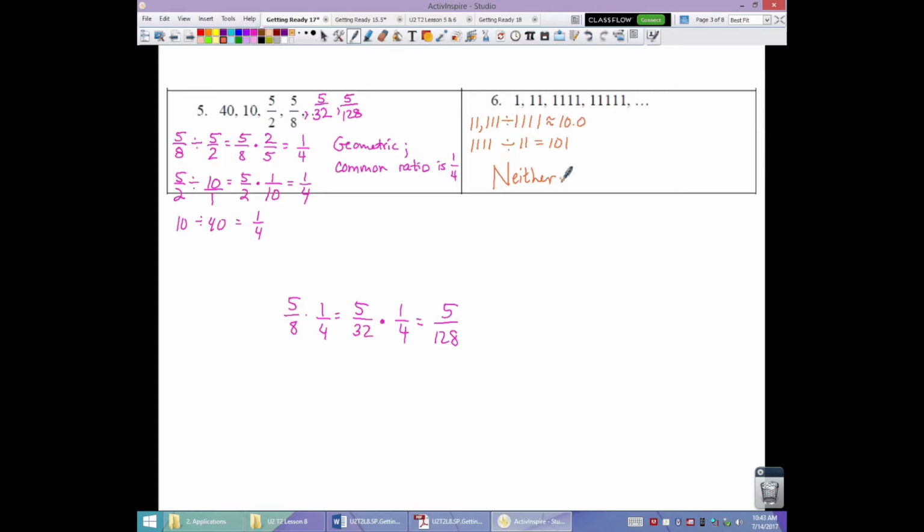Yes, in some way, it looks like first we added 1, and then we added 2 1s. So we added 1, next time we added 2, the next time we added 1. So it looks like we could explain and identify and continue a pattern here, but we don't actually need to do that part of the question. Once we say there's neither, and it's because there's no common difference and there's no common ratio.